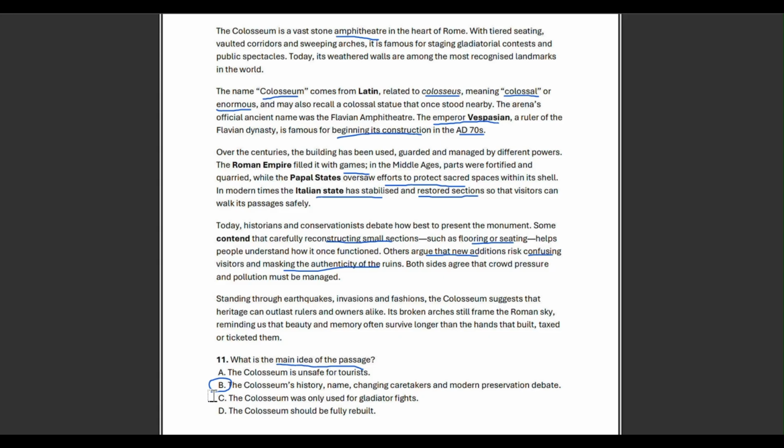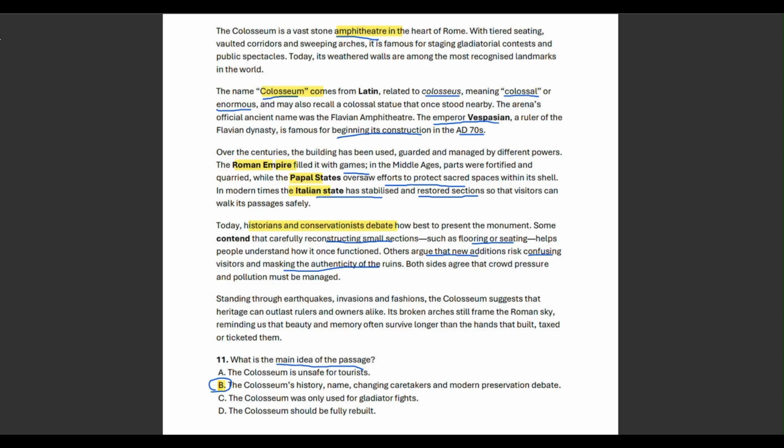The passage we read gives us an interesting look at many things related to the Colosseum. It tells us about the place itself, how the name came to be, who took care of it during different times in history, and how people today are discussing the best ways to preserve it for the future. That description fits well with option B, because it mentions all of those key points.